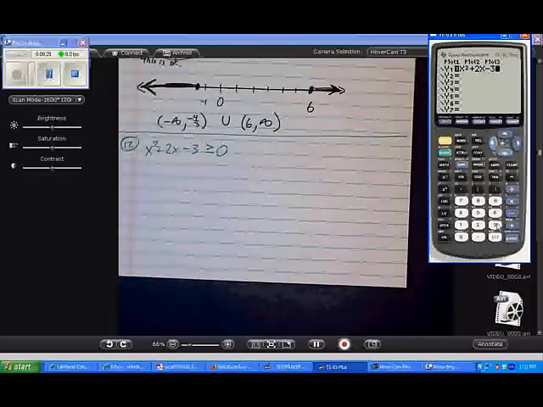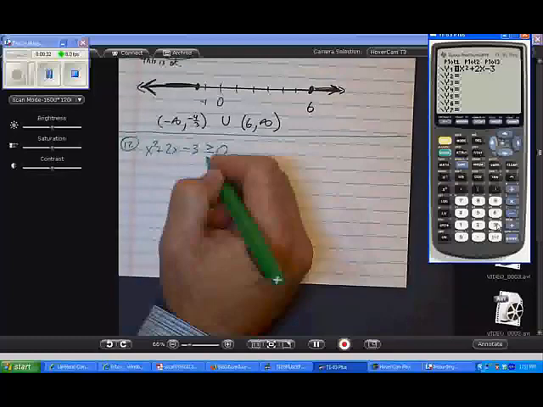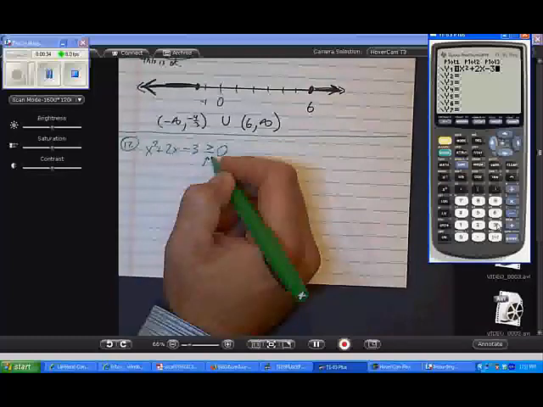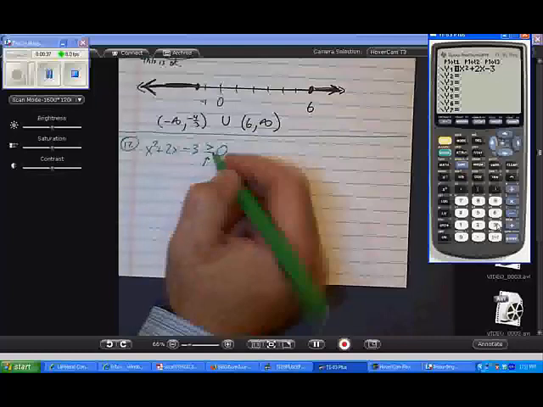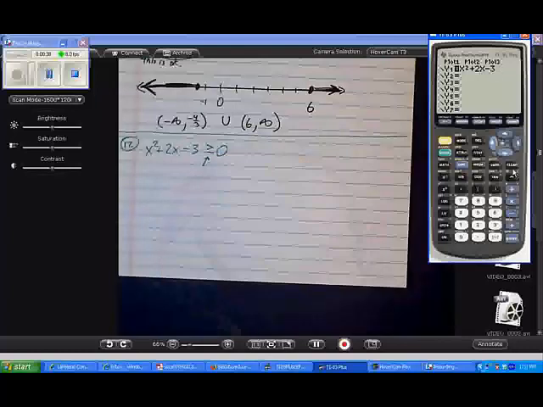I'm interested in where the output of this function is bigger than or equal to 0. You guys see that? So if I hit graph, I can actually see it.